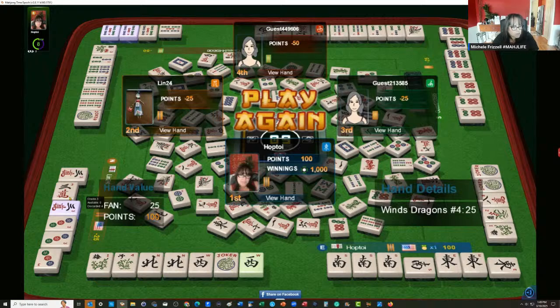Why are so many people with guest in their name? They're new to the game, I guess, and they just couldn't think of a clever player name.